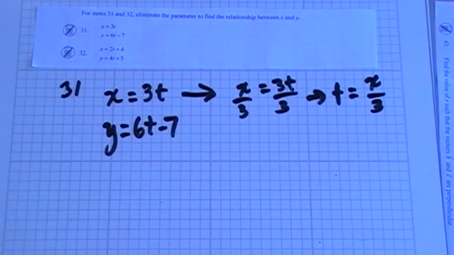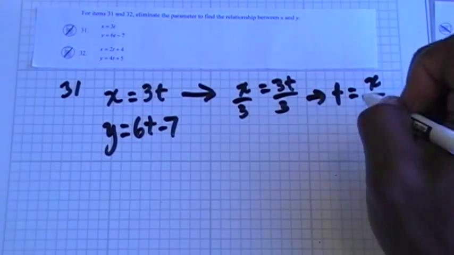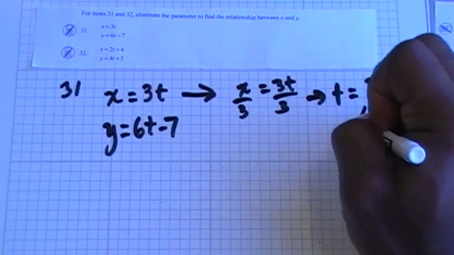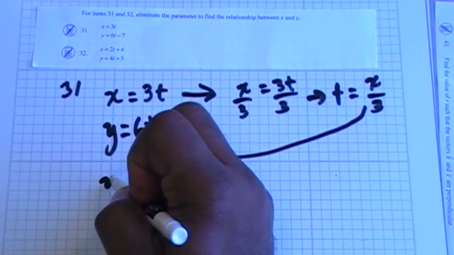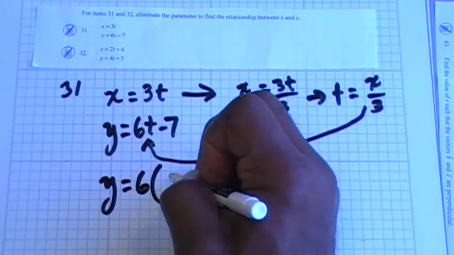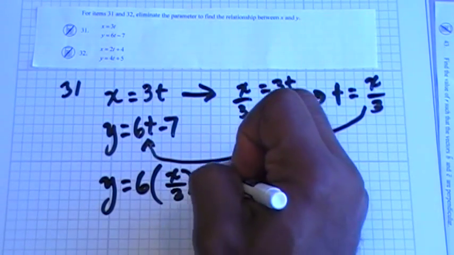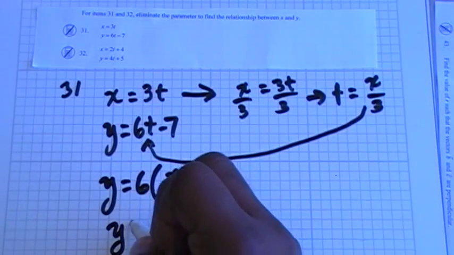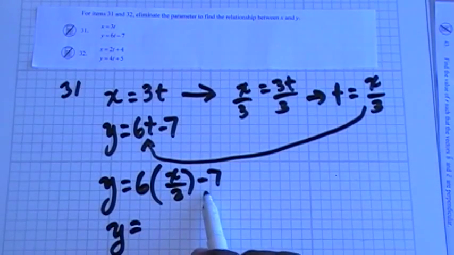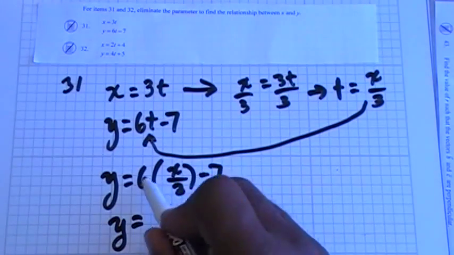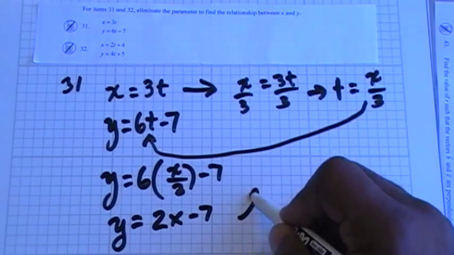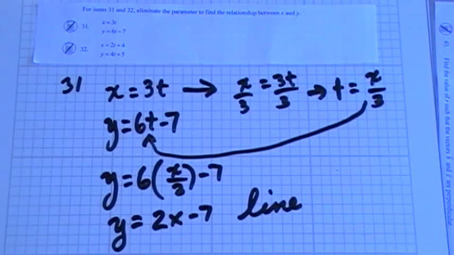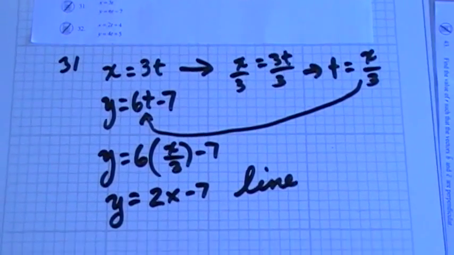Now, from there, we plug that equation into the second equation, and that will give us y is equal to 6 times x over 3 minus 7. We simplify that, and we end up with 2x minus 7, and we should know that that is a line. All right, 32.